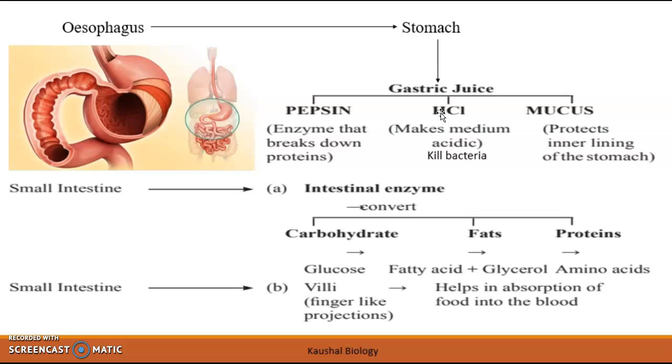What is the function of HCl? So HCl first makes the medium acidic, stomach का जो condition है acidic condition बनाता है, and it also kills the bacteria which might have entered along with the food. Now ये acidic medium इसलिए important है ताकि पेप्सिन वर्क कर सके। तो पेप्सिन को वर्क करने के लिए acidic medium चाहिए which is provided by the HCl.